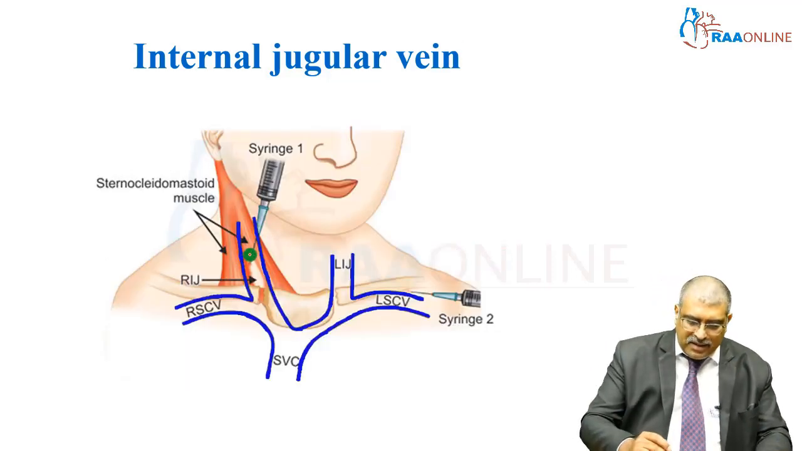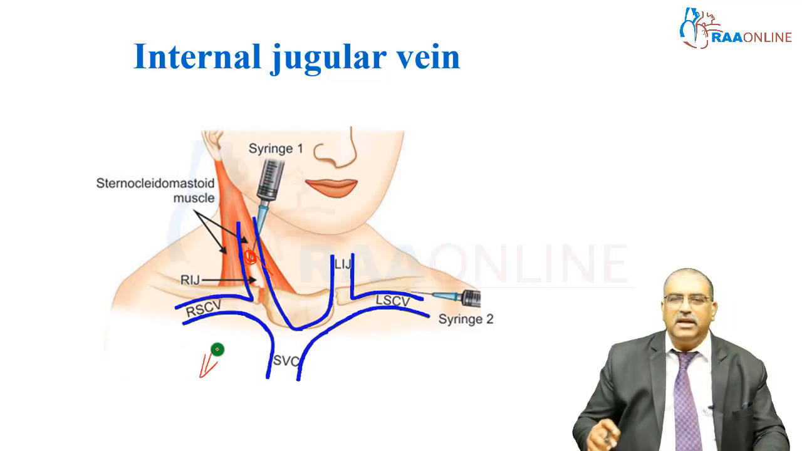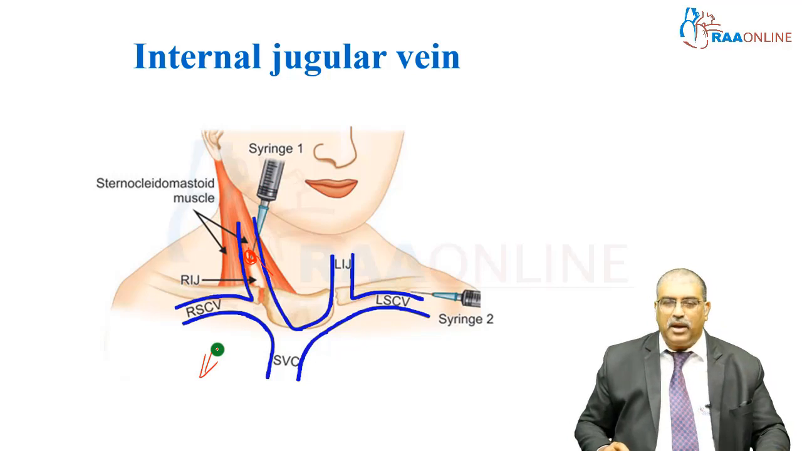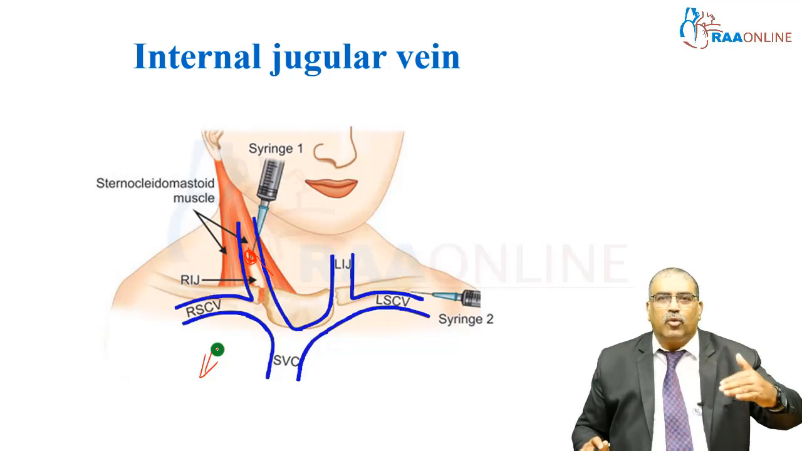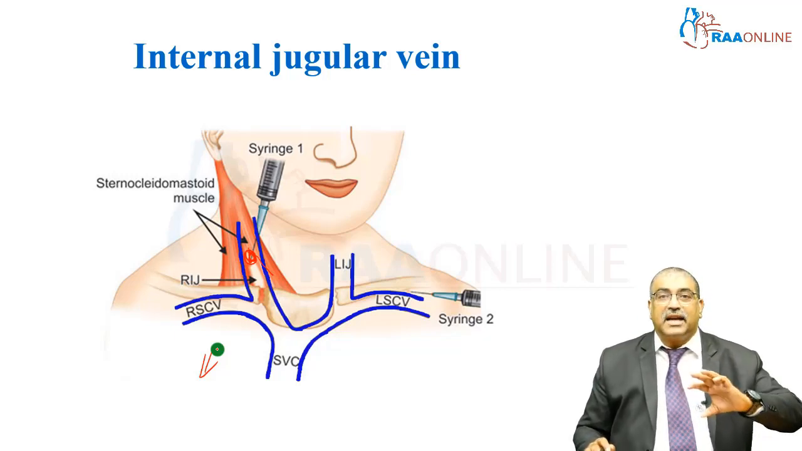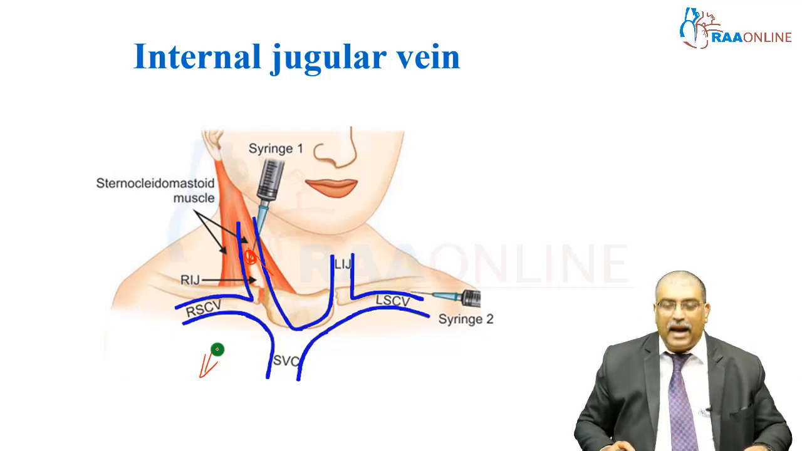Here you can see the two heads and the internal jugular vein, and the syringe is pointed towards the ipsilateral nipple. Another important thing is you cannot rotate the head too much like what you do in adults, which can distort your venous anatomy.